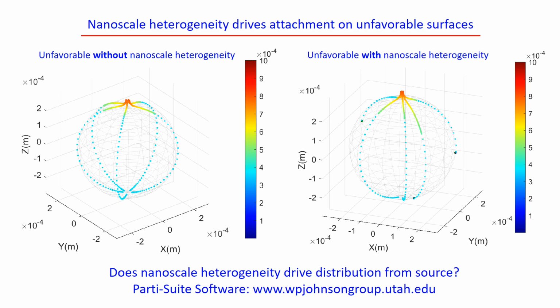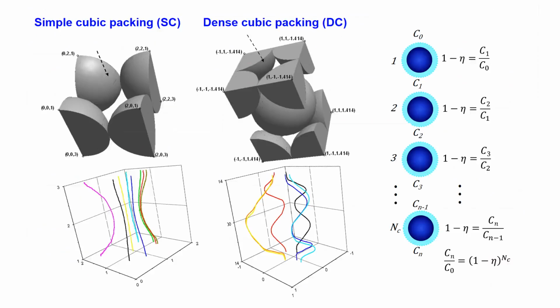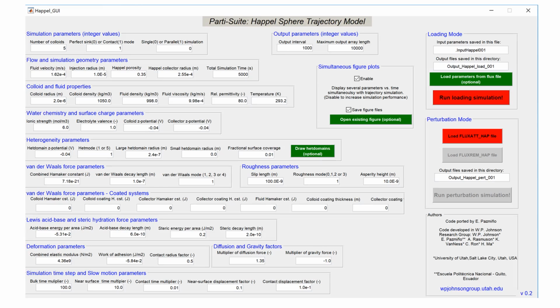It's long been invoked that there must be nanoscale heterogeneity on surfaces that allows local attraction and allows attachment. And that's shown in the image to the right, where we have included nanoscale heterogeneity in our simulations. To actually quantify that heterogeneity, we need to compare simulations to experiments. We use software that is available publicly called Parti-Suite. It's available on our website, wpjohnsongroup.utah.edu.